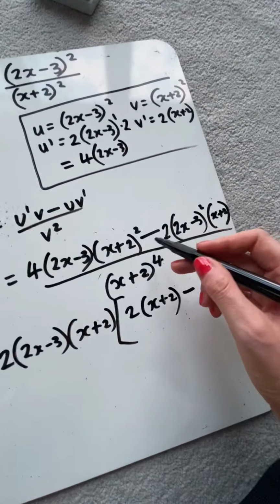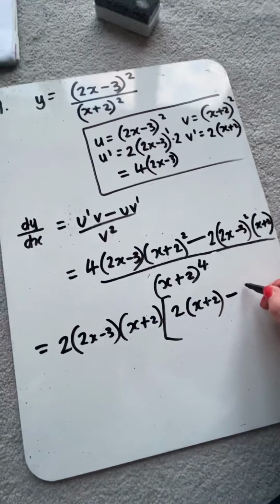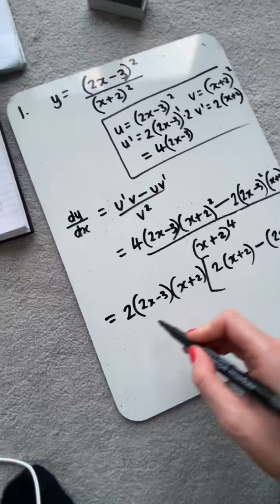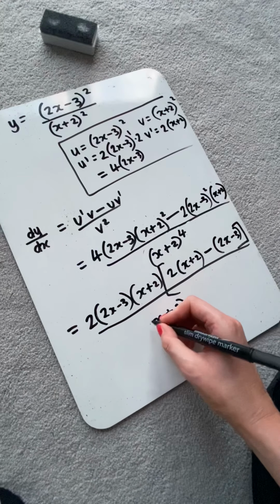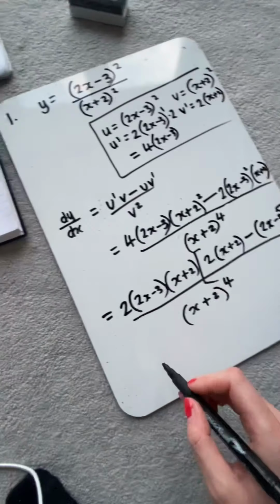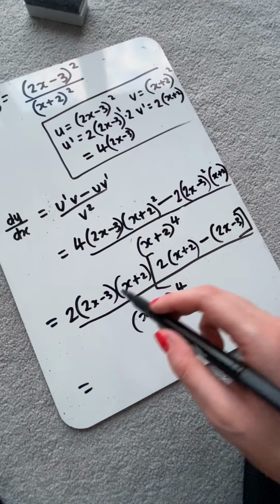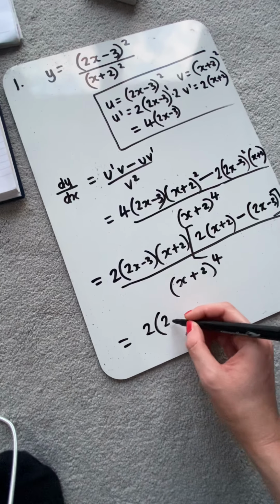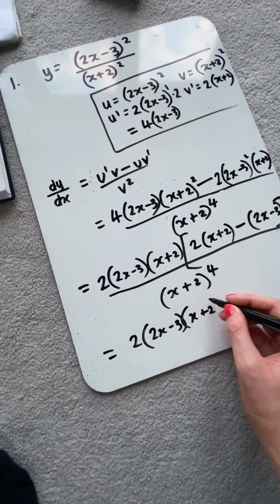Okay, remember it's a takeaway. And again, if you've pulled that out from this part, all you're left with is 2x take 3. Okay, keep your denominator the same. So keep that as x plus 2 to the power of 4. Okay, so let's tidy up these square brackets a little bit. So I'm going to keep this front part the same. So keep that as 2x take 3, x plus 2.